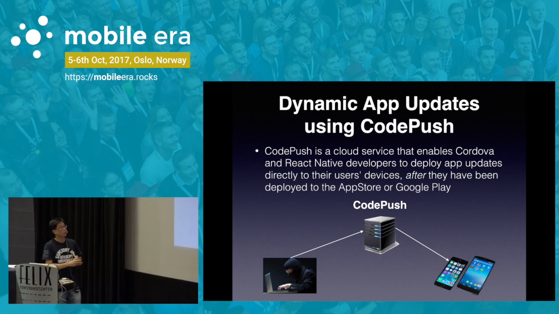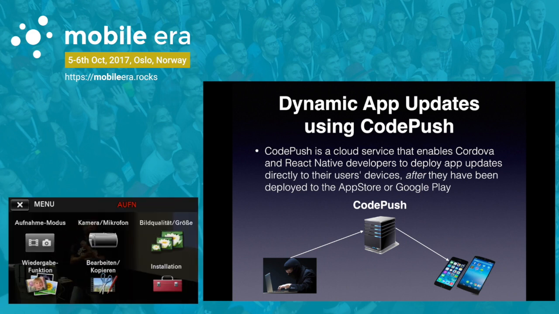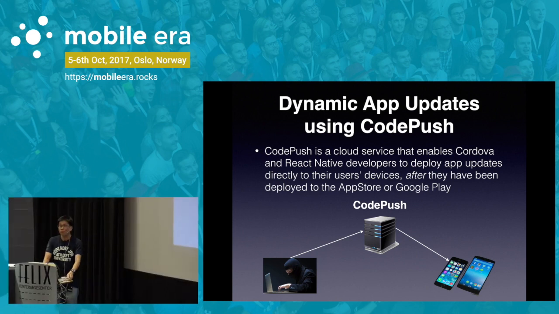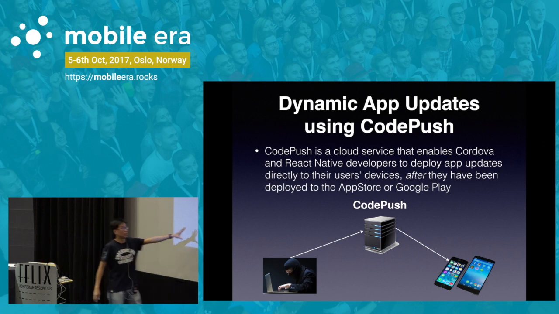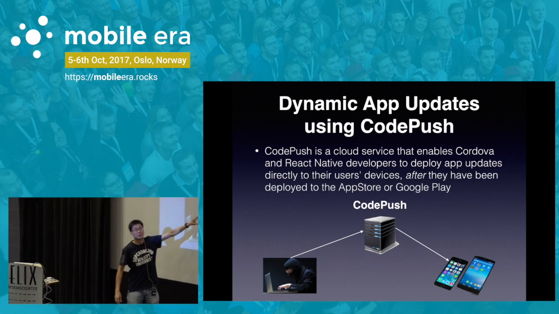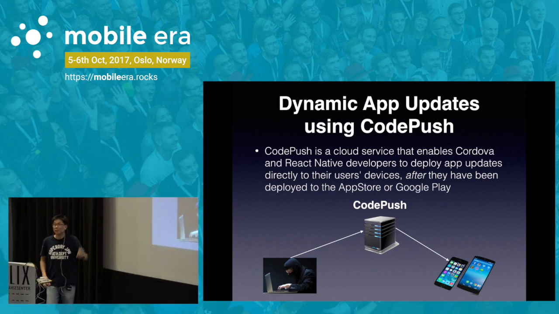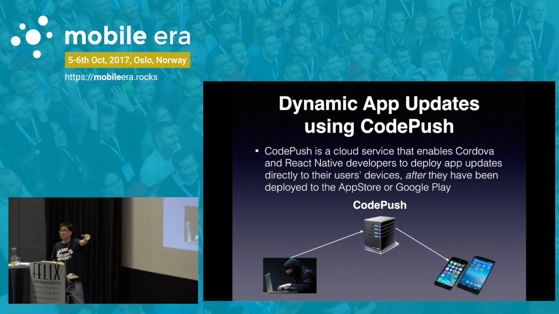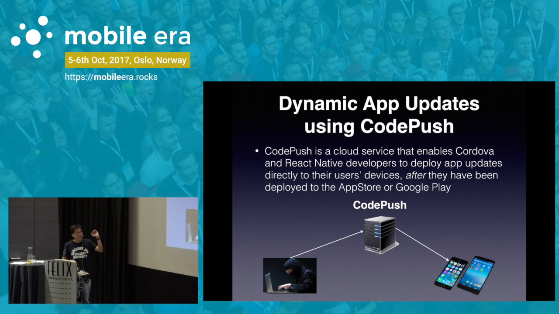Code Push. Like I mentioned earlier, the moment you have deployed your applications to your users' devices through the App Store or Google Play, what happens if you want to update your app without going through all this App Store process? What you need to do is, first of all, register your application with Code Push. And once that is done, the next time you want to update your app, you will just need to upload your code updates over to Code Push, and Code Push will push it down to the end user's device.